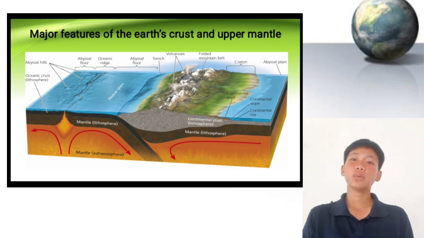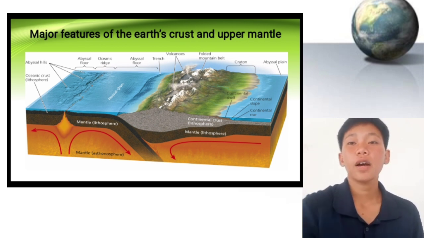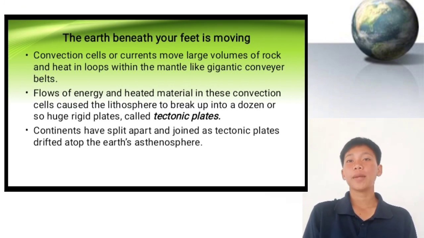The transition zone is located between the upper and the lower mantle, approximately 410 to 660 km depth. It marks significant changes in the mineral structure and the density. The Earth beneath is moving.